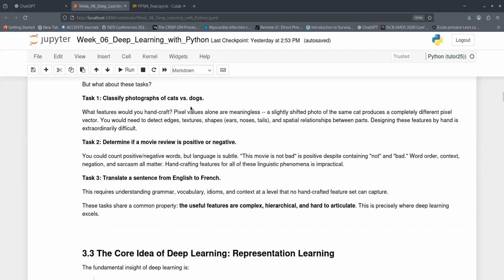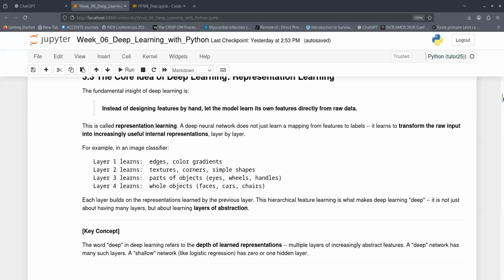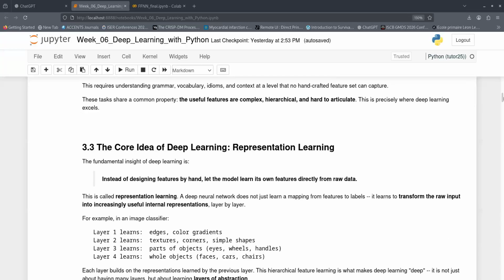So for all those types of complex activity, complex prediction, and classification, you now need deep learning, because machine learning is really limited. So now, the core idea of deep learning. The core idea of deep learning is what we call representation learning.